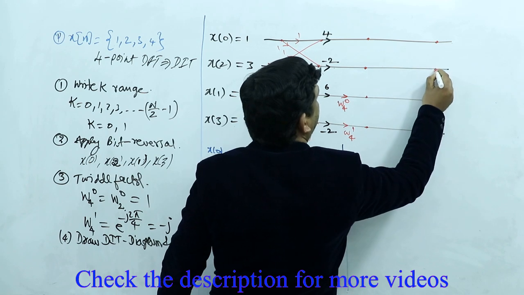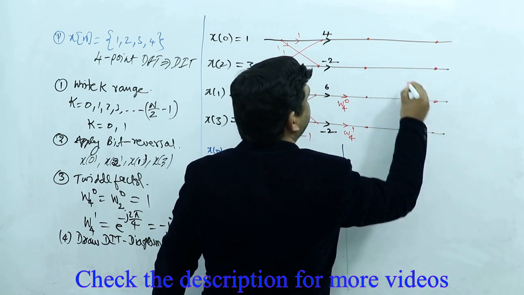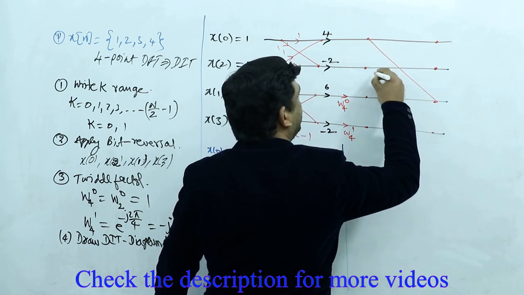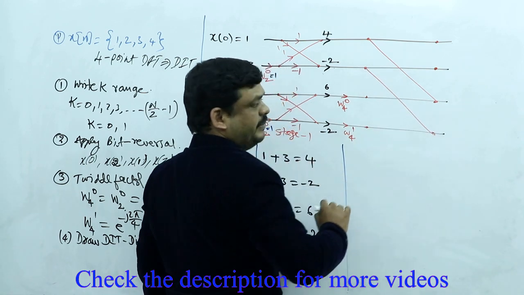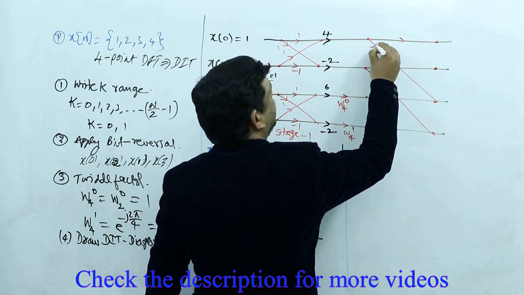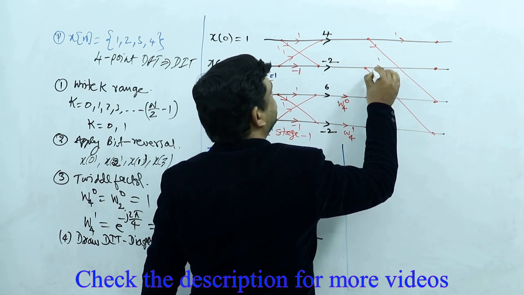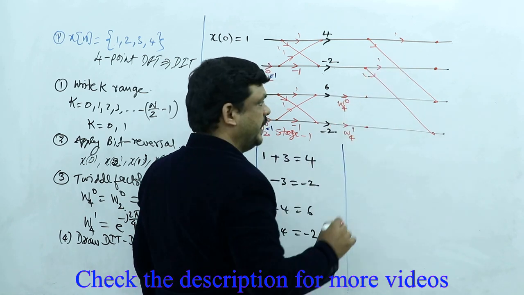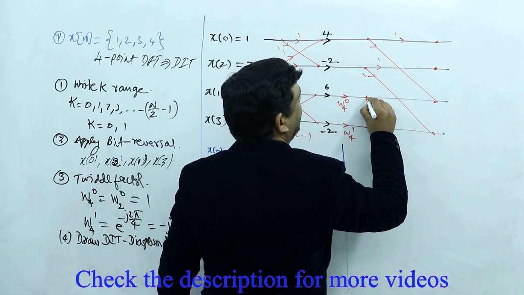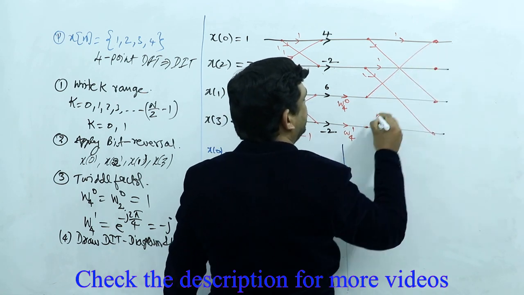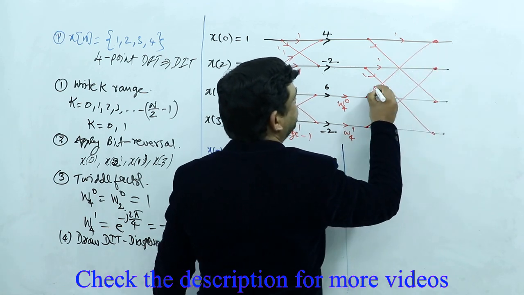So I'm indicating it like this for easy understanding. Even functions and odd functions are combined like this. The arrow mark explains the 1, and later we draw the even and odd function combination. The odd function combines with the even function.